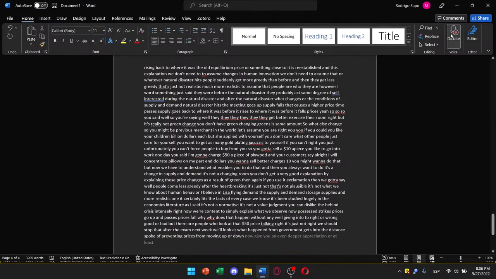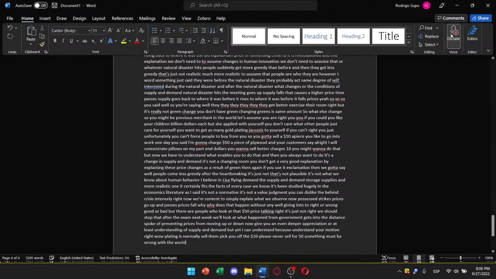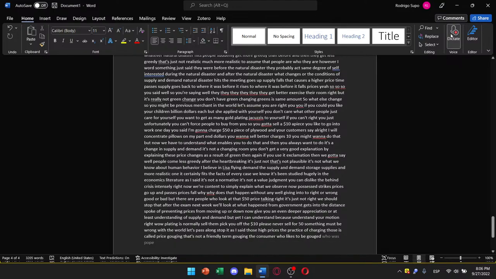Again, you can understand the emotion, right? Wow, the $10 piece of plywood is now selling for $50. Something must be wrong with the world. Let's pass a law to stop it. As I said, the practice of charging those high prices is called price gouging. That's not a friendly term. Gouging the consumer. Who likes to be gouged? Who wants to apologize for a gouger?